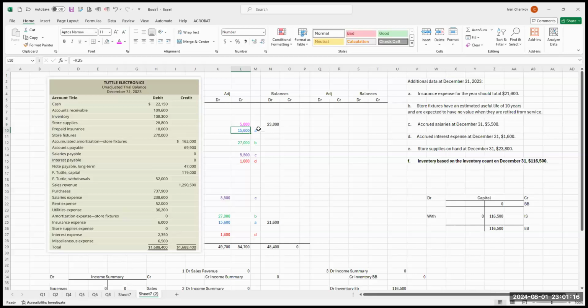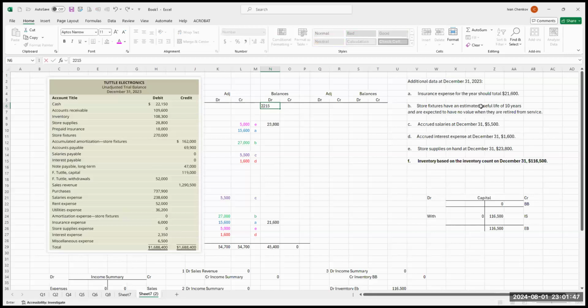But if we credit office supplies with 5,000, we have to debit some account. That's letter E. The debit is going to go to office supply expenses for the $5,000. That's letter E. At this point, we check that debit and credit are equal, so we're fine. Now we have to calculate the ending balance of all the accounts that we have.